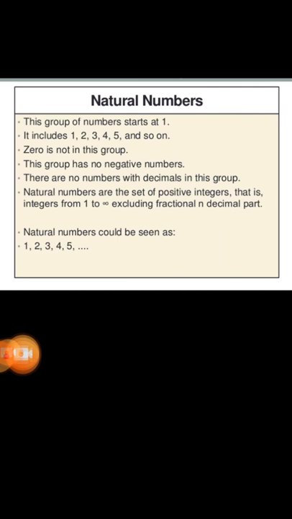Next, we discuss natural numbers. This group of numbers starts at 1. It includes 1, 2, 3, 4, 5 and so on. 0 is not in this group. This group has no negative numbers. There are no numbers with decimals in this group. Natural numbers are the set of positive integers, that is, integers from 1 to infinity excluding fraction and decimal part. Natural numbers could be seen as 1, 2, 3, 4, 5 and so on.